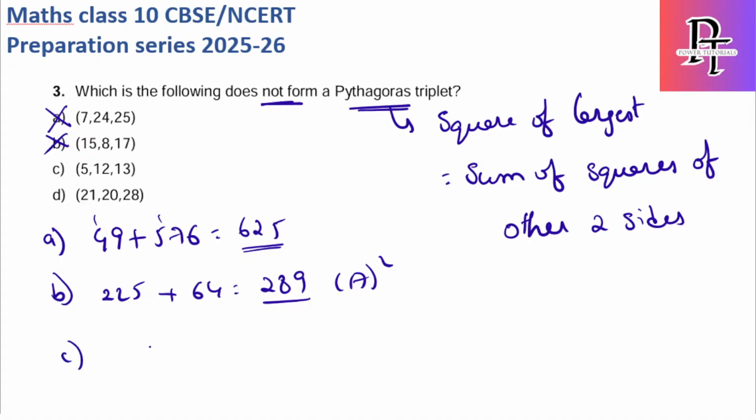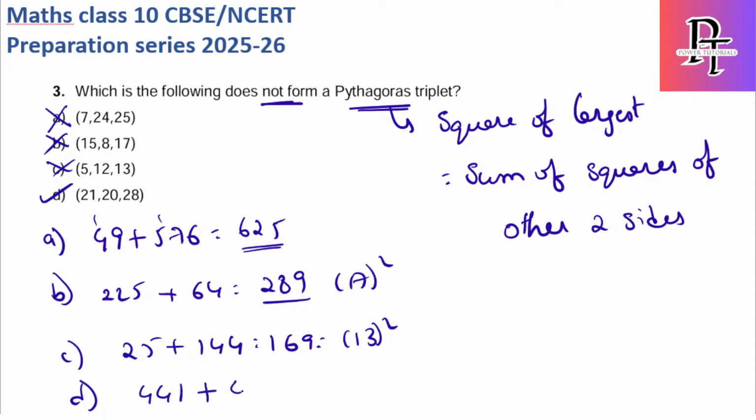What about C? 5 square is 25, 12 square is 144. If you add these two, I will get 169, which is exactly correct, because it is equal to 13 square. So this is also wrong. So the only option is D. But still we will cross verify. 21 square is 441.